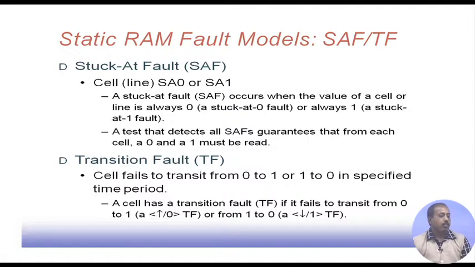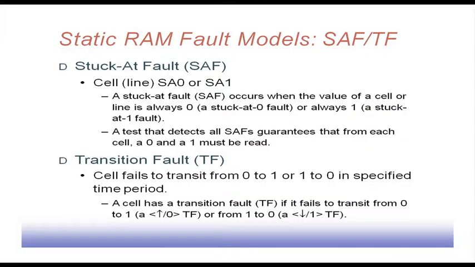A stuck-at fault occurs when the value of a cell or a line is always 0, that is a stuck-at 0 fault, or always 1, a stuck-at 1 fault. A test that detects all stuck-at faults guarantees that from each cell a 0 and a 1 must be read. So, if we are generating a set of test patterns that can detect all stuck-at faults, then for every cell it must read a 0 and must read a 1. So, the test patterns must ensure that.